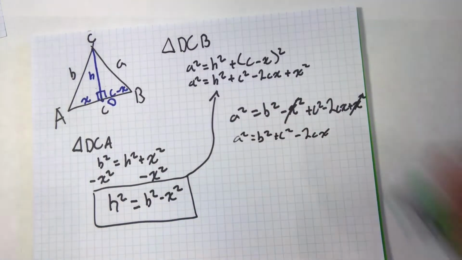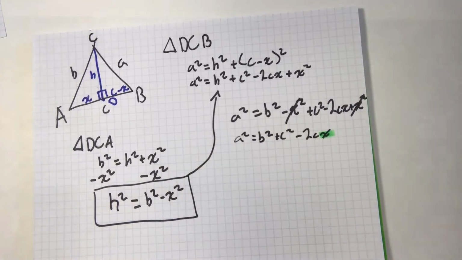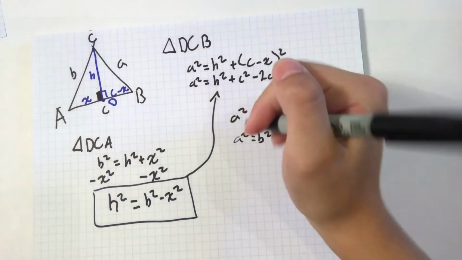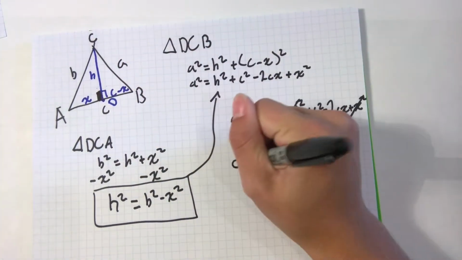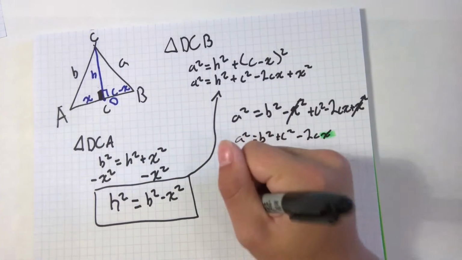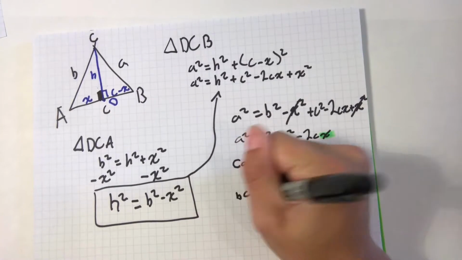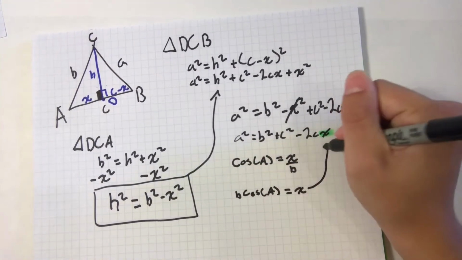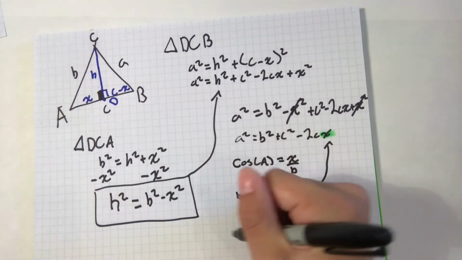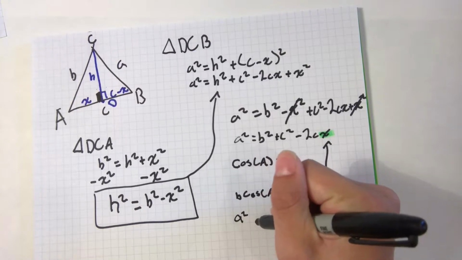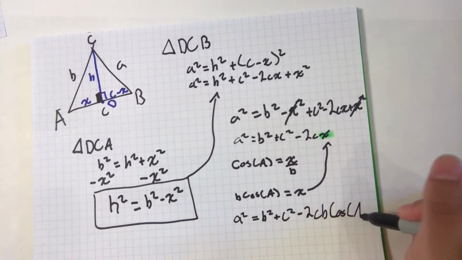But we still have one pesky x. So let's see how we can relate x to the original angles that we had. So we look back at triangle DCA, and we see that it is a right triangle. So we can use trigonometric functions on it. And we can see that the cosine of A is equal to x over b. And solving for x so we can substitute it into the other equation to eliminate it, we get x is equal to b times the cosine of A. And plugging that into the equation and putting it in alphabetical order to look better, we now have a squared equals b squared plus c squared minus 2bc cosine of A.